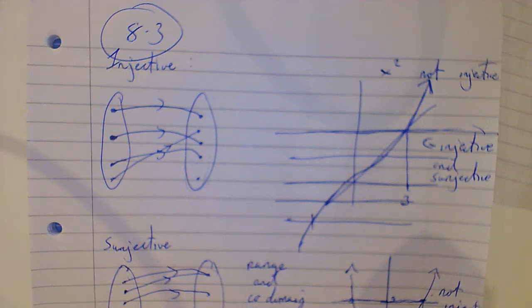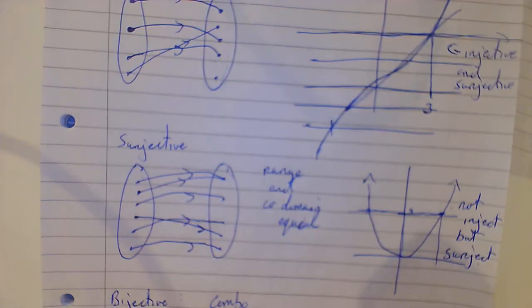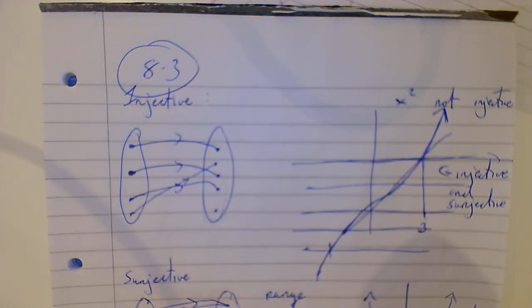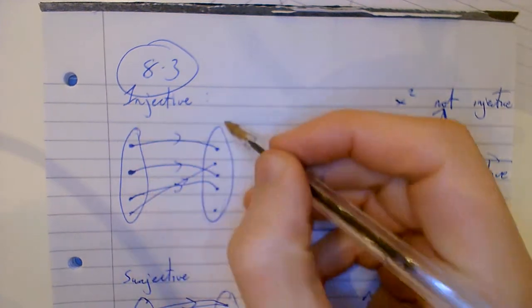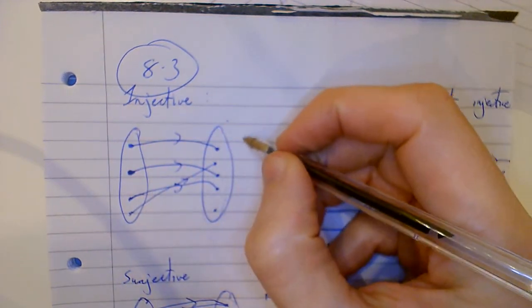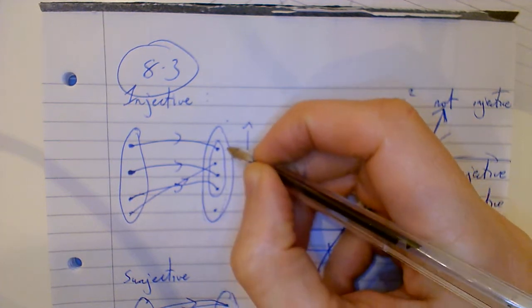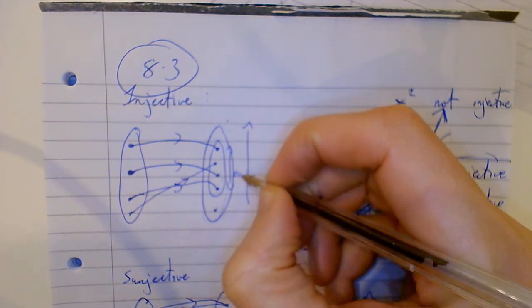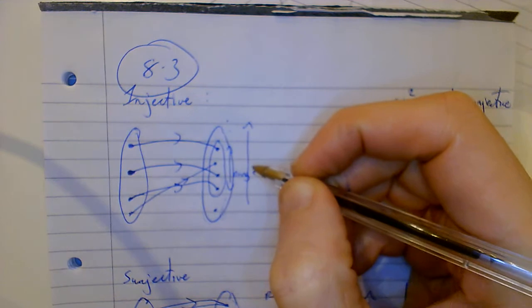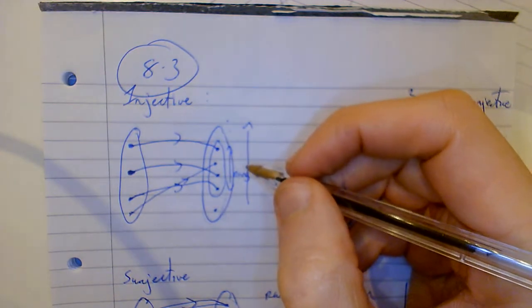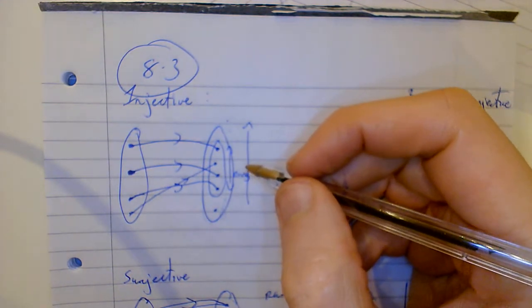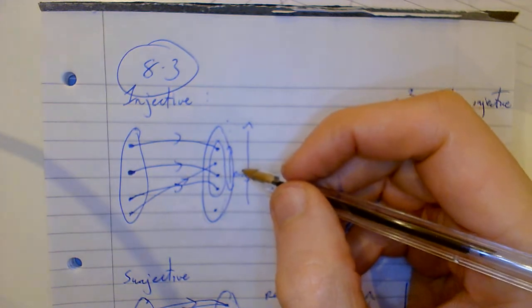Right. 8.3, injective, surjective, bijective. This is what we need to know. Now, this is your input, this is your output. We can see that this is our codomain and this is our range. You can get confused with those every so often. It's explained on a page, just right back at the start.